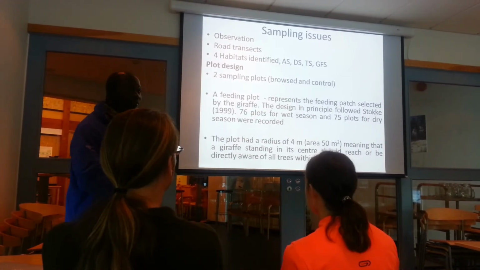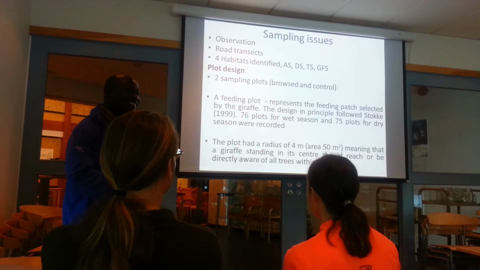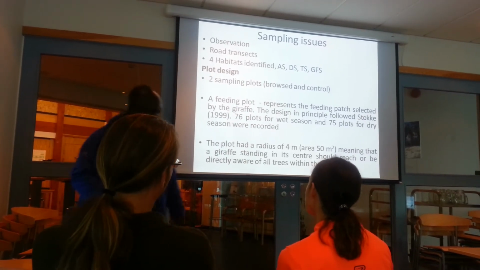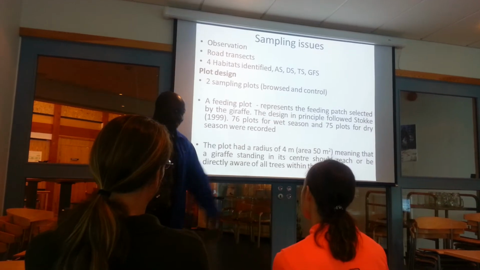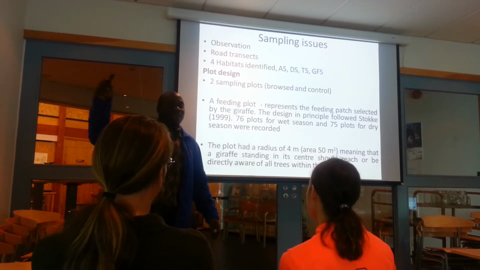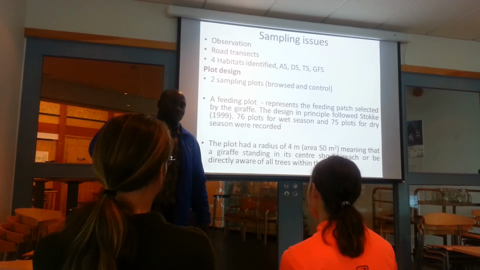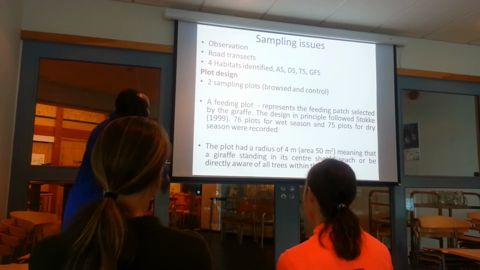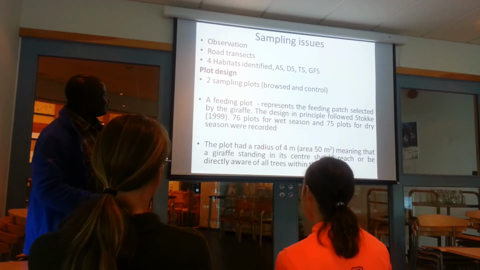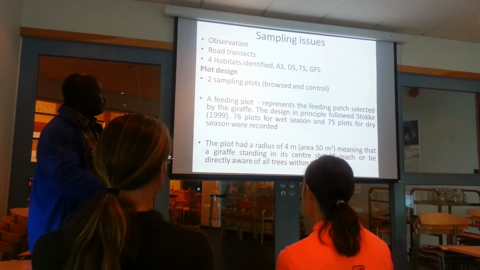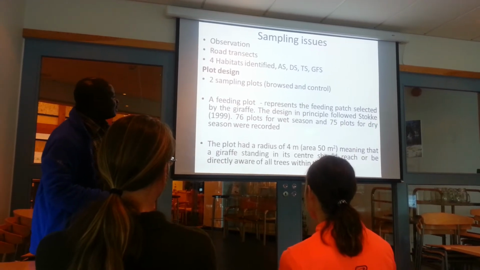But how do you control a plot? That's what I'm going to now. After the browsing plot, if the giraffe moves this way, you go to the right, perpendicular to the right, 100 meters from the control plot. It has to have the same radius, which is 4 meters.